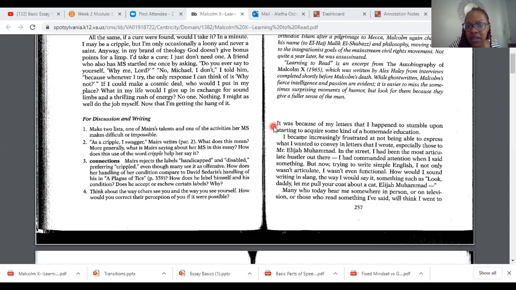Now, let me take us back to this thesis. It was because of my letters that I happened to stumble upon starting to acquire some kind of homemade education. While the process is important, what is really the main idea or the point of the process is that he was motivated because of these letters, right?